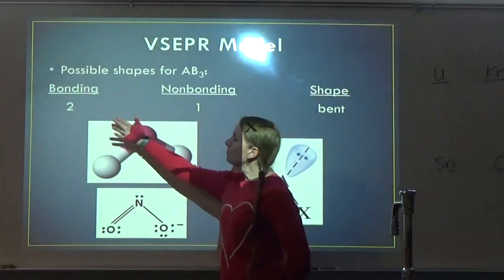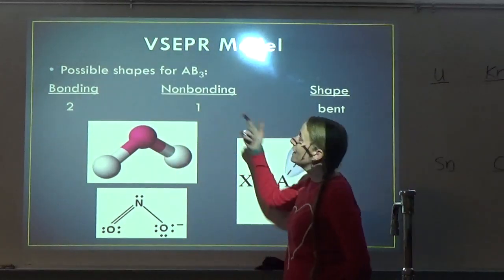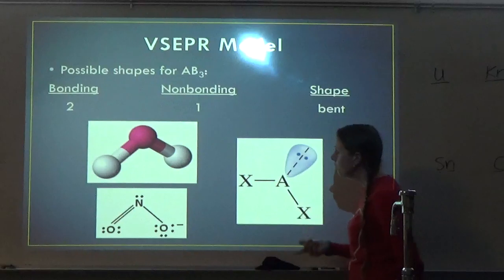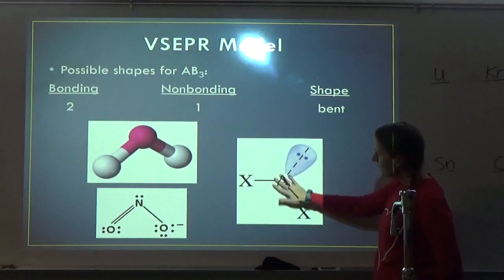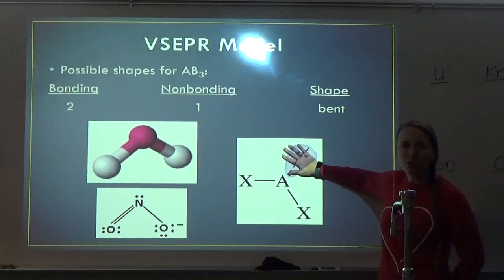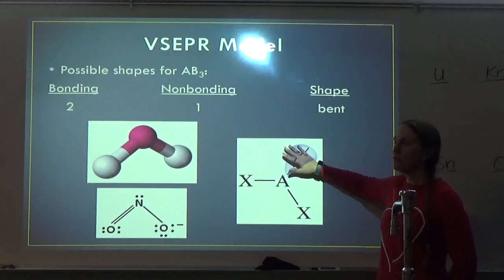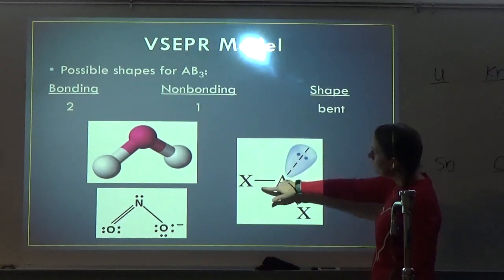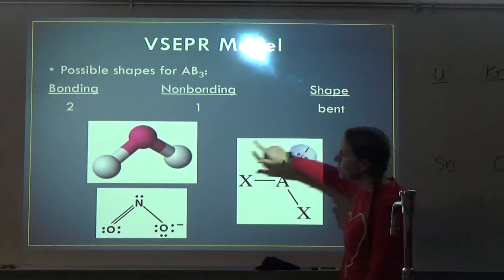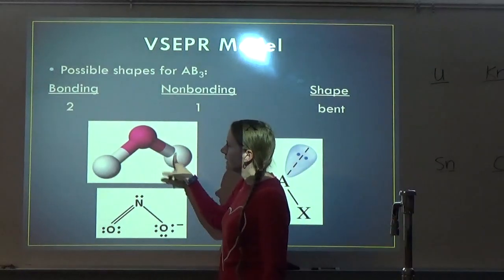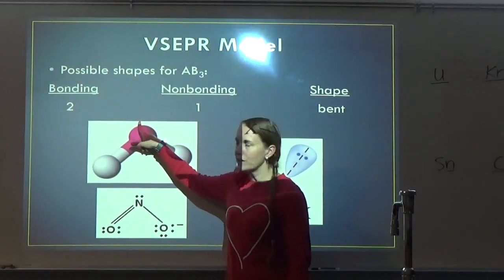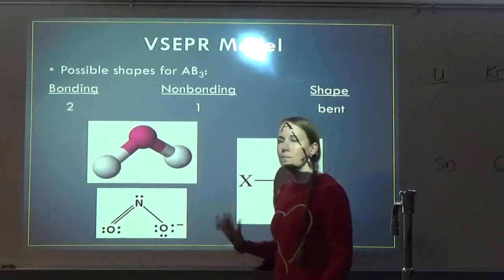So if you have 2 bonding and 1 non-bonding or 1 lone pair, it will look like this, but you can't see those electrons that are by themselves. Okay, we can only see the atoms. So even though it should have a lone pair here, all we would see is this. We're not going to see the lone pair there. So this is called bent.